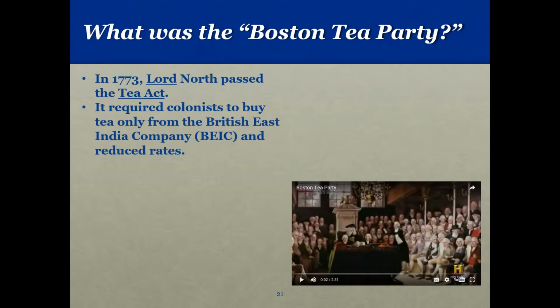So that'd be like saying you can only buy your hamburgers from Carl's Jr., but we're going to reduce the price of those hamburgers to $1, and we're going to charge a 50-cent tax. But you can't go to McDonald's, you can't go to Five Guys. You have to get your hamburgers from Carl's Jr. And the colonists were not necessarily down with this.